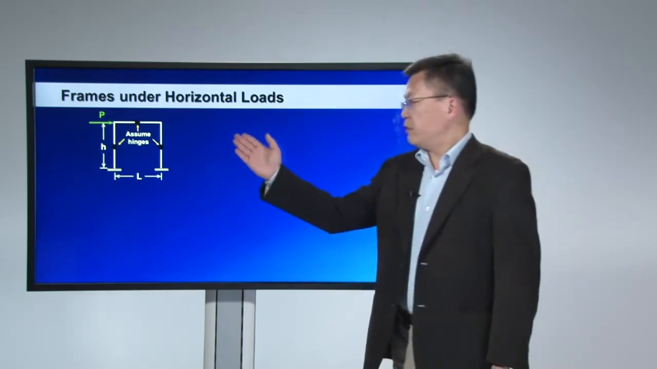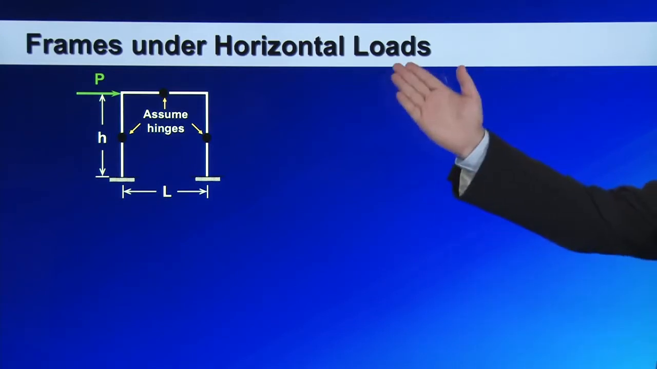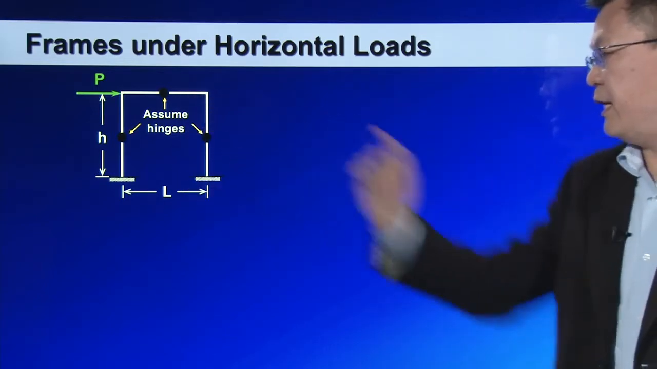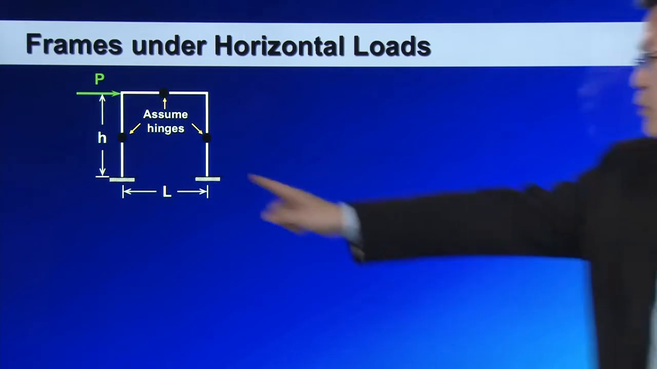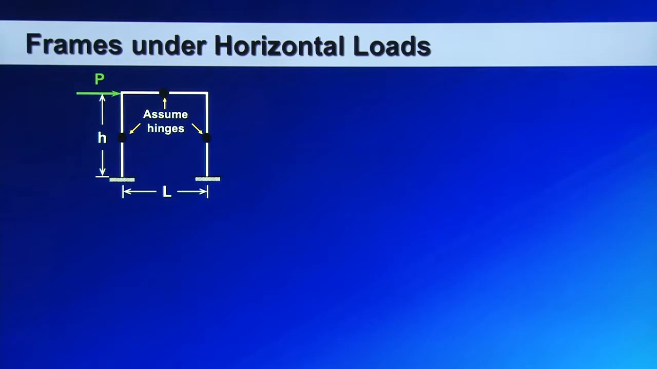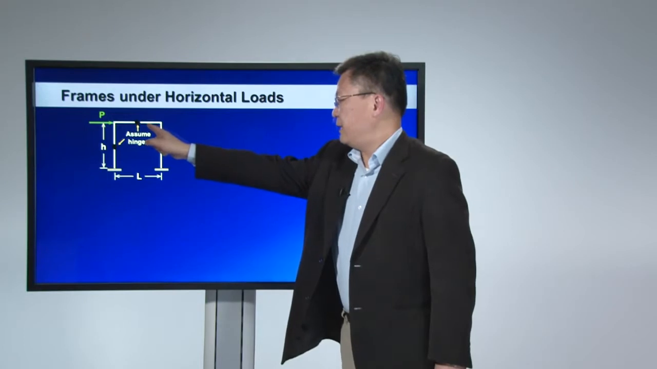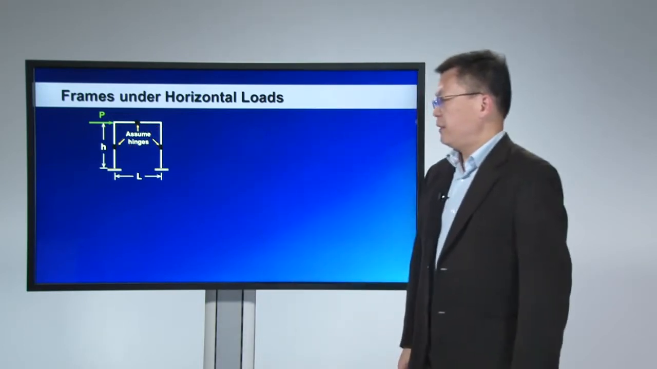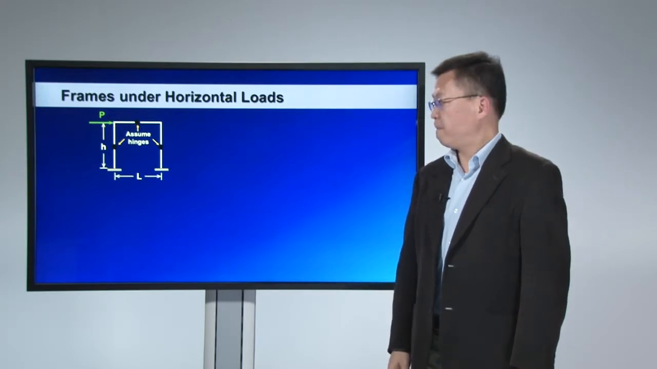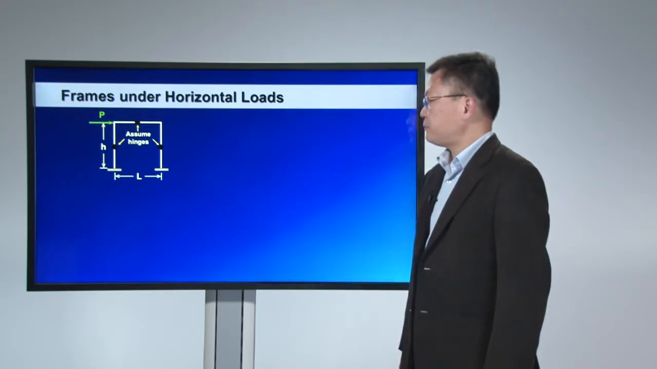We can also use this inflection point concept to analyze the conditions when the frame is under horizontal loads. Let me use this single frame structure as an example. So this is a 1-bay, 1-story frame, and this structure has 3 degrees of indeterminacy. If you assume that at the midpoint of each component there are inflection points, which are internal hinges, then you can analyze this structure deterministically.